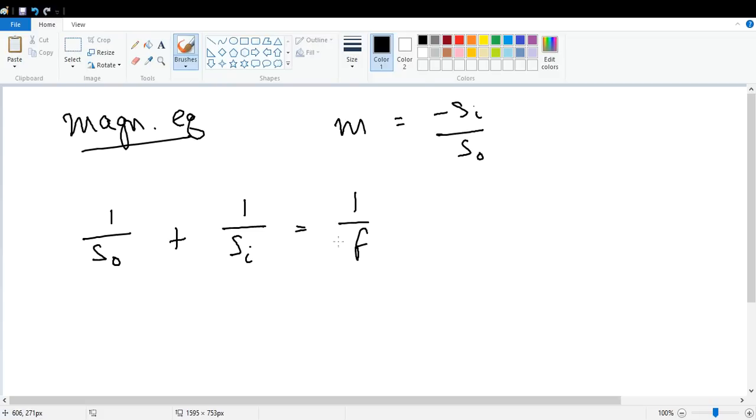And also for magnification, as you might imagine, the height of the image is directly proportional to the height of the object. So that is that the height of the image is equal to the absolute value of the magnification times the height of the object, because the magnification could be either positive or negative, but the height must always be positive.